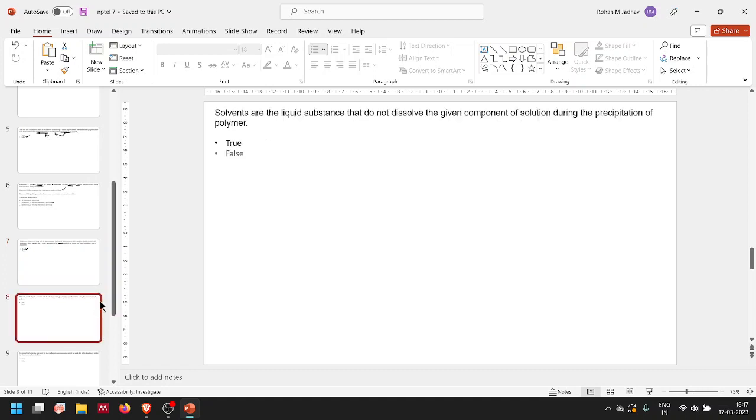Moving on to the next question. Solvents are the liquid substance that do not dissolve the given component of solution during precipitation polymer reaction. In precipitation polymer reaction, what happens is that when the polymer chain growth reaches a certain limit, the products precipitate out of the solvents. So, solvents are liquid substances that do not dissolve the given component of a solution. Saying this statement would be incorrect because the polymer will precipitate out of the solvent since it is not able to dissolve it anymore. So that's why the statement is false.